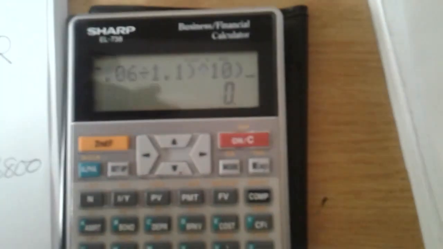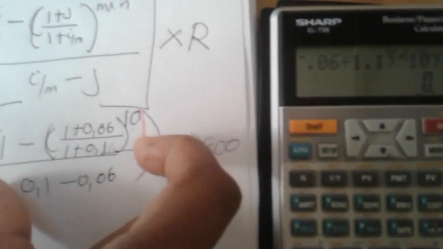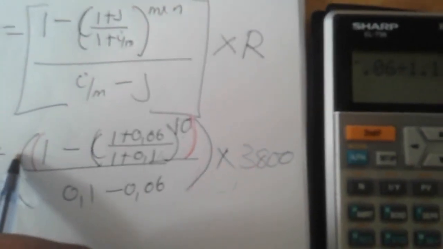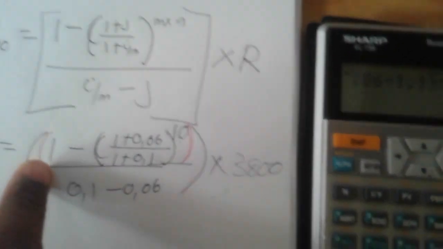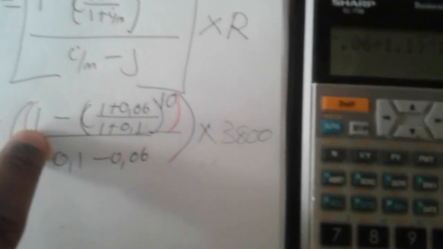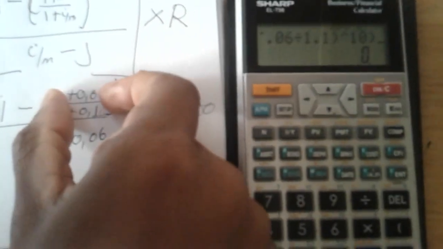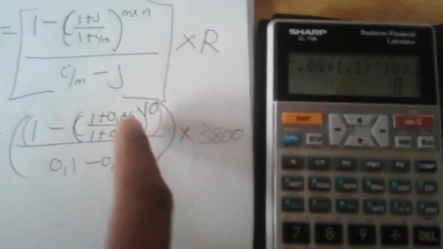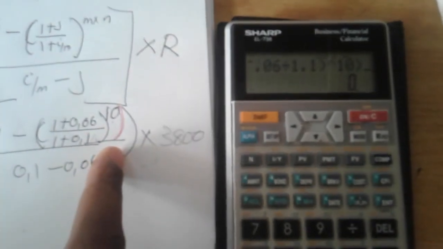Okay, so we've now done the top part from this bracket here. For now we simply ignored the other one, it won't make your answer wrong. So we opened one bracket, we put our 1, we minus, we open a bracket, then we combine this to 1.06 divided by 1.1, close bracket, to the power of 10. Close again the second one.